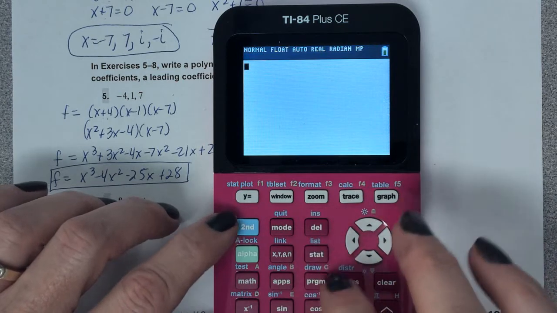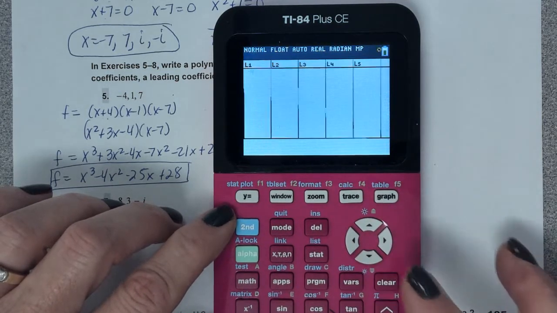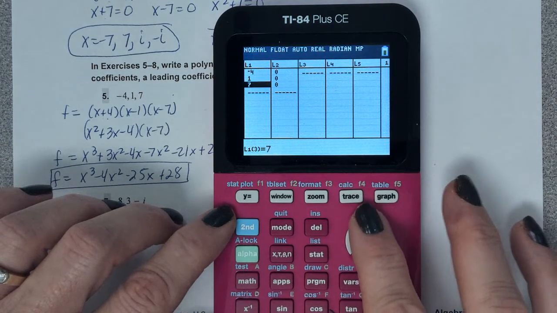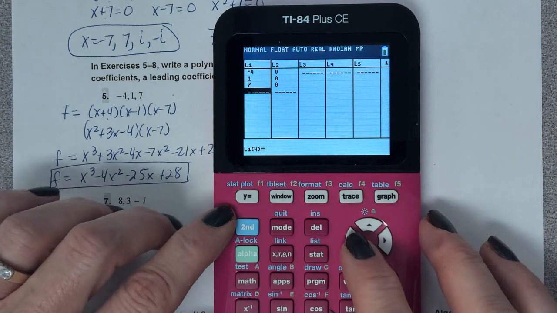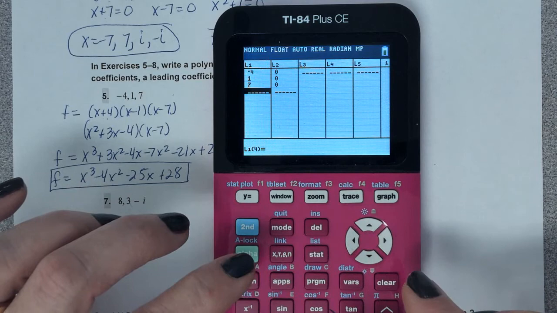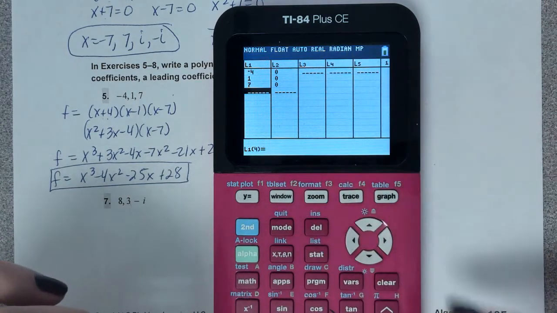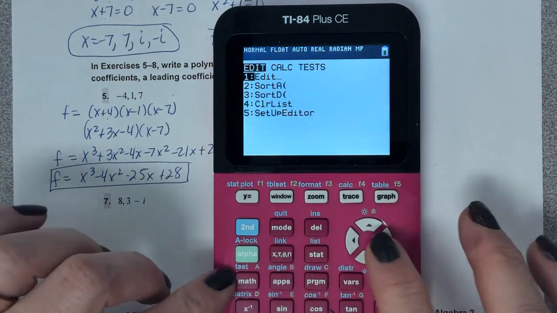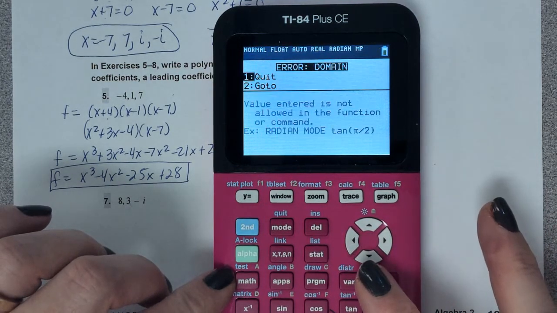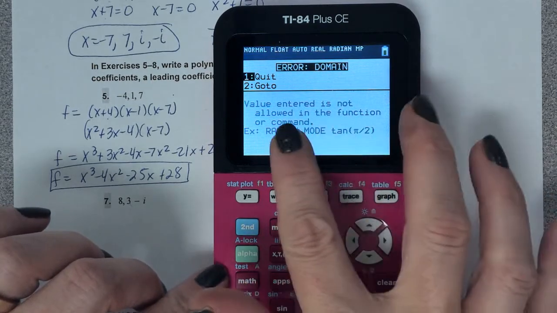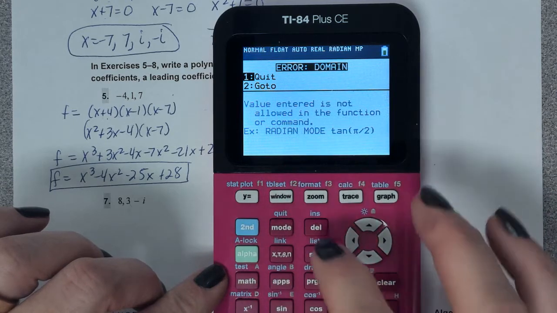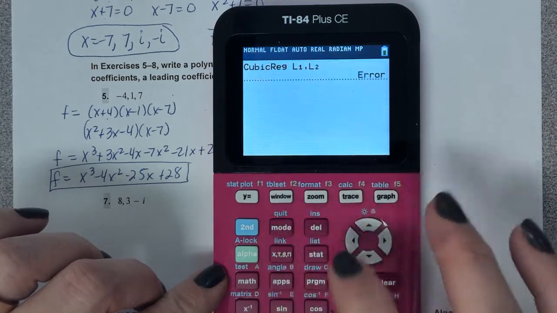I don't know why it's not liking that. It's saying that I have something else in there, but I don't. I think it's because we're not giving it enough points to figure it out. Because it could be going back that way. Right, that's the problem. It needs a higher low point, I think. I want to see that error message again though, because that didn't really make sense. Why? Value entered is not allowed in the function or command. Radian mode tangent pi over 2. Radian mode. I don't know, for whatever reason it's thinking that this is a trig function.